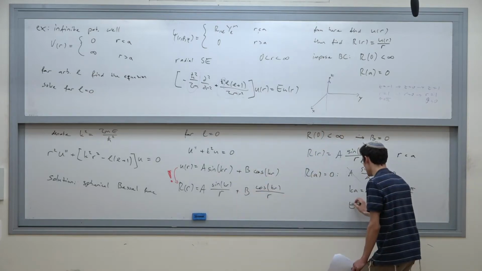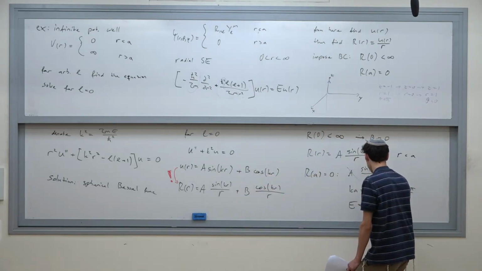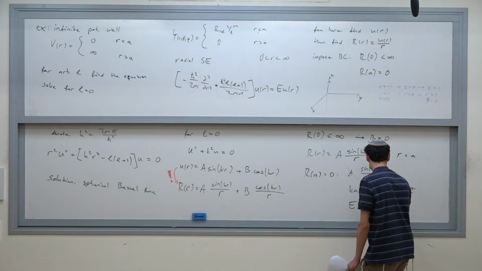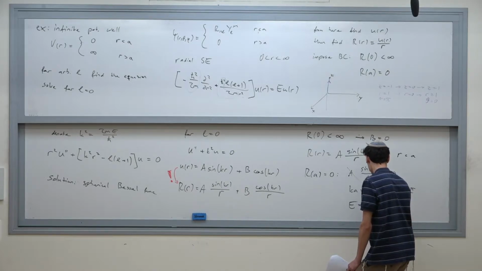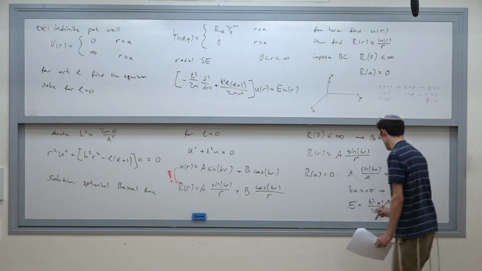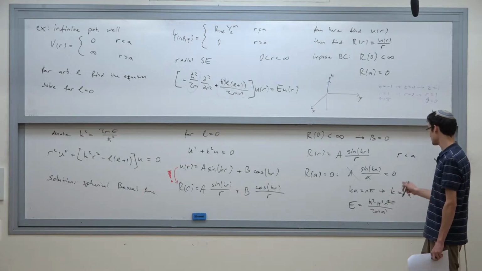And when we plug this K back into the definition of K, we found the energy. So we can get out the energy from there. We get h bar squared pi squared n squared over 2ma squared. Exactly the same as in the case of the one-dimensional well.